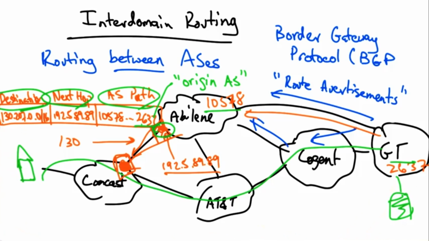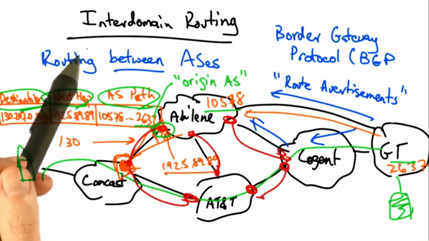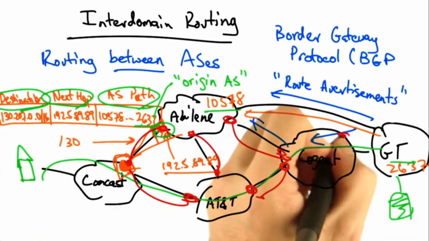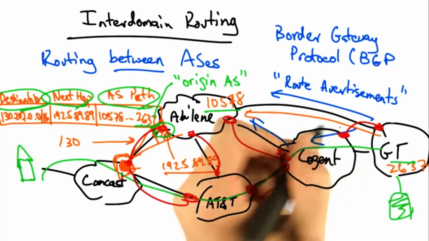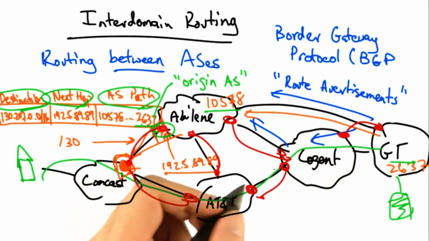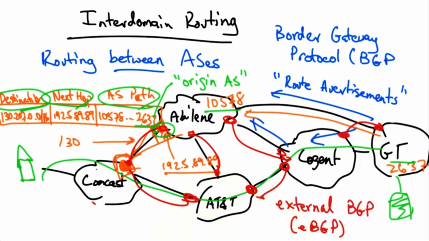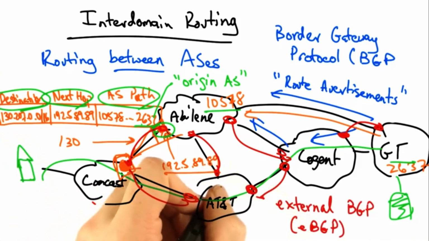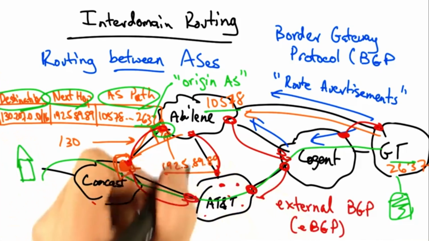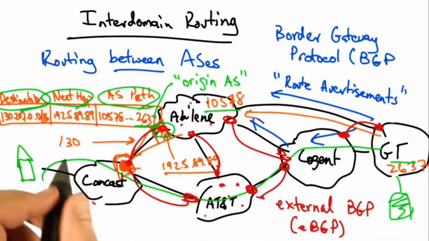for this prefix. Now, thus far, we've talked about interdomain routing, BGP or the Border Gateway Protocol, as consisting of route advertisements solely between border routers of adjacent autonomous systems. In fact, this is a specific type of BGP called external BGP or eBGP. But in fact, as we know, each one of these autonomous systems has routers of its own inside. Those routers also need to learn routes to external destinations.